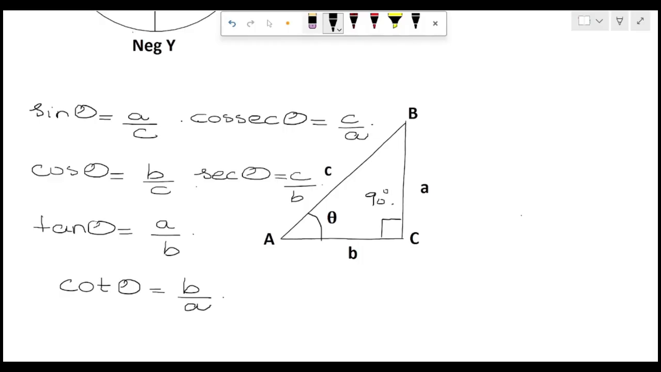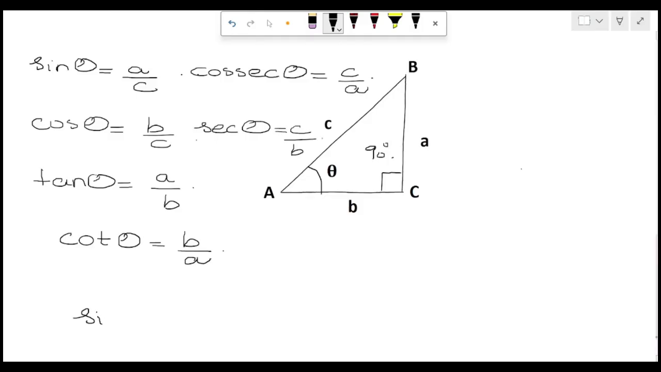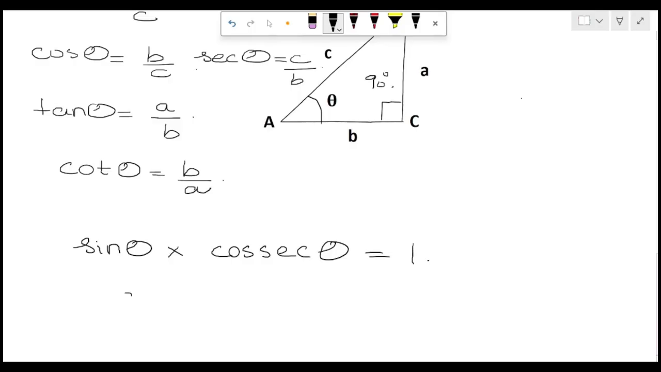Now we have sine theta, its reciprocal is cosec theta. So if sine theta is multiplied by cosec theta, it will result in 1. But how? So let's prove that. So we can write sine theta cross cosec theta is equal to 1. So we need to prove how this is equal to 1. Now what is the value of sine theta? That is a over c. And what is the value of cosec theta? That is c over a. Now a and a get cancelled and c get cancelled, so that results in 1.